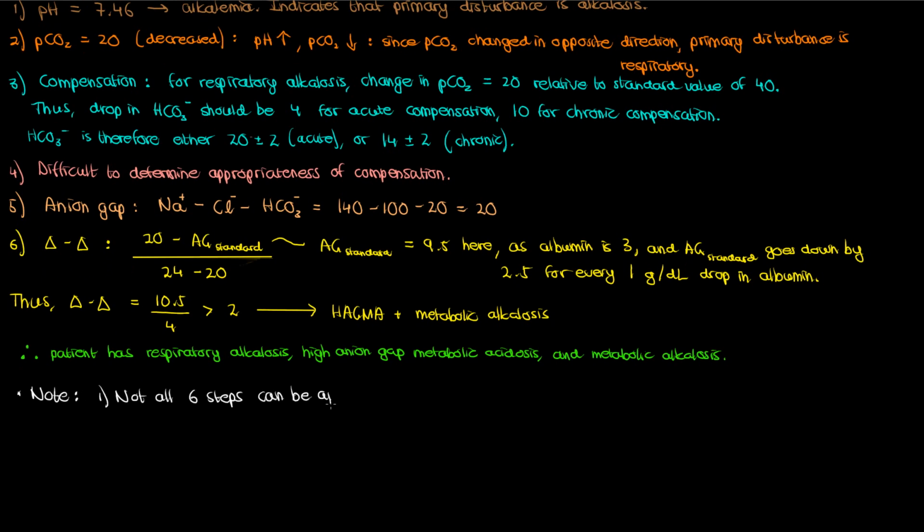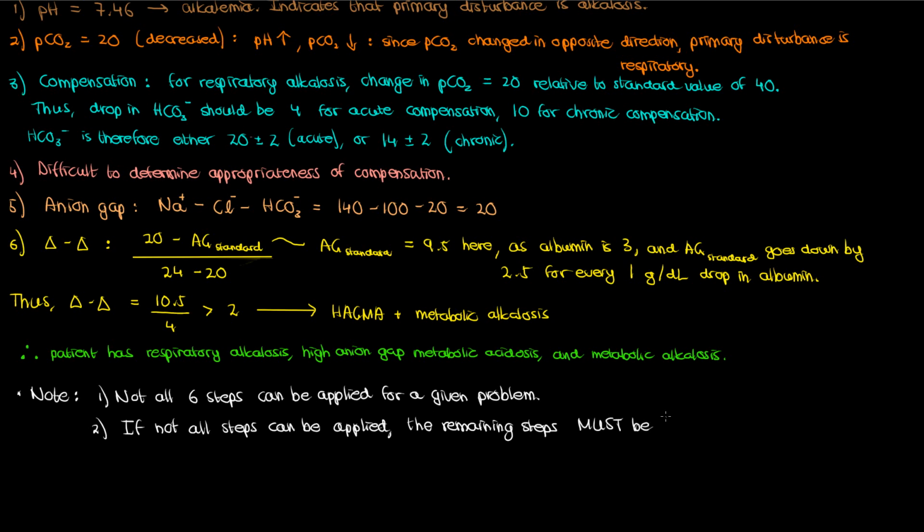One pearl is that for a lot of clinical scenarios, not all 6 of these steps will necessarily apply. So for example, you saw how I had to skip step 4 in this problem because I couldn't tell if this were an acute or chronic respiratory process. In situations where you might have to skip steps, it's really important to follow through completely and do everything, including calculating the anion gap and delta-delta ratio. You can't just stop at step 4 and call it quits. If I did that here and said this was an acute respiratory alkalosis with appropriate metabolic compensation, I would have missed 2 additional acid-base disorders.